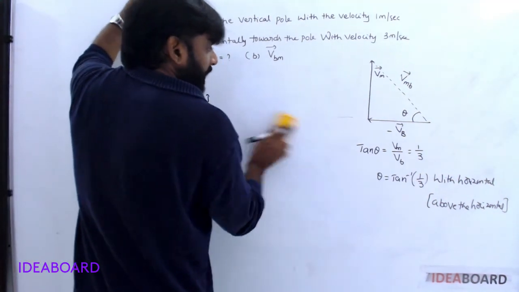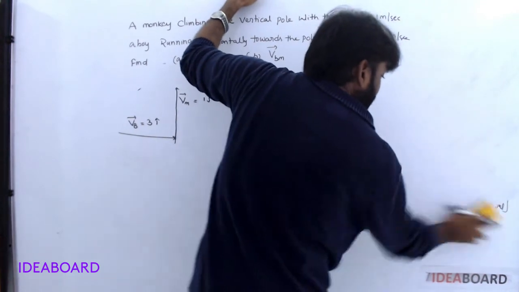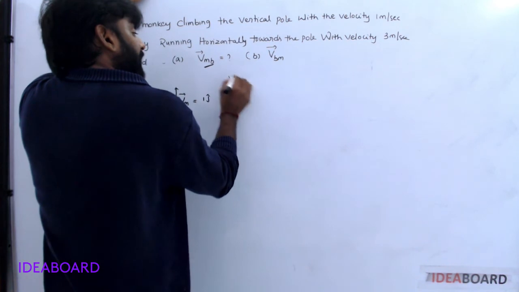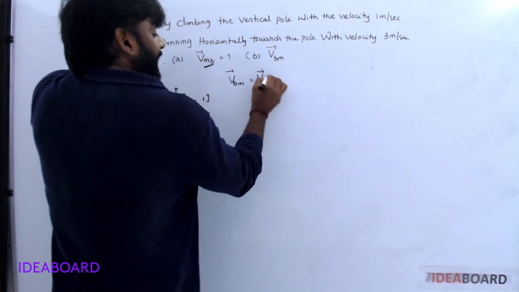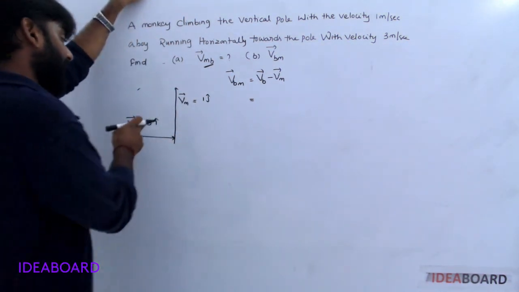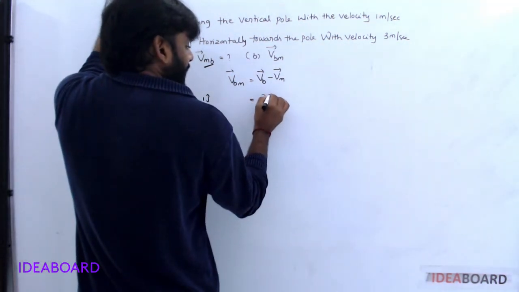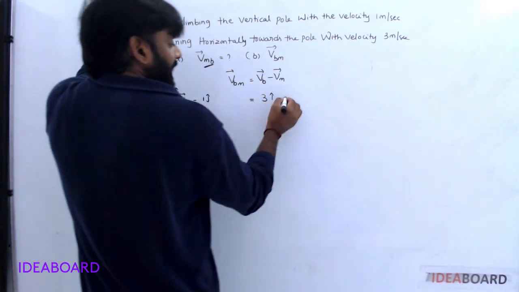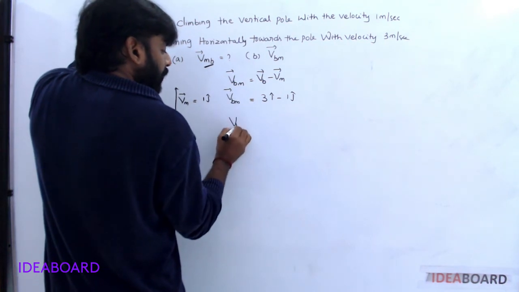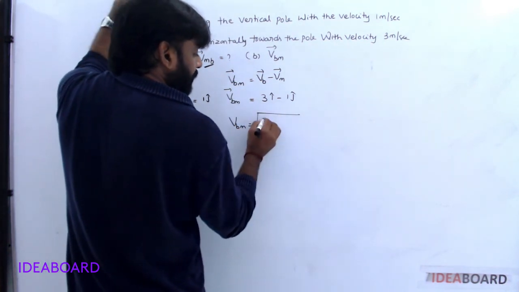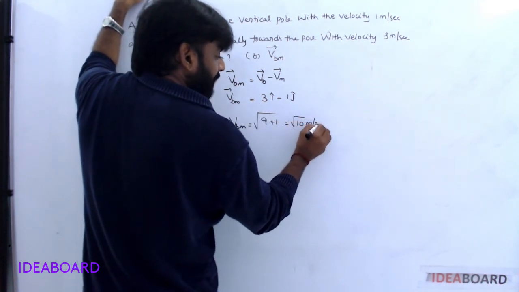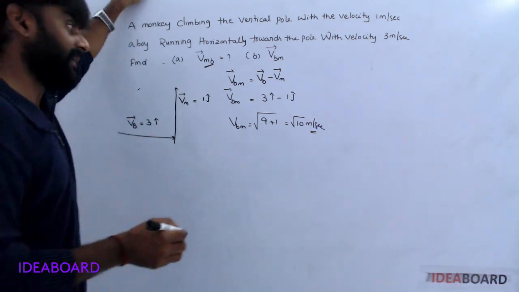Okay, next quantity, boy velocity with respect to monkey. Boy velocity with respect to monkey is boy velocity minus monkey velocity. What's the given boy velocity here? 3 i cap minus monkey velocity 1 j cap. Boy with respect to monkey is equal to square root of 9 plus 1. As usual, its magnitude is root 10 meter per second. But here the main important one is direction.